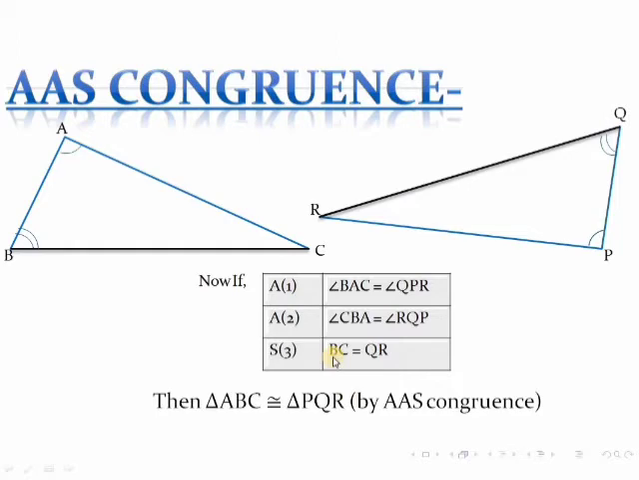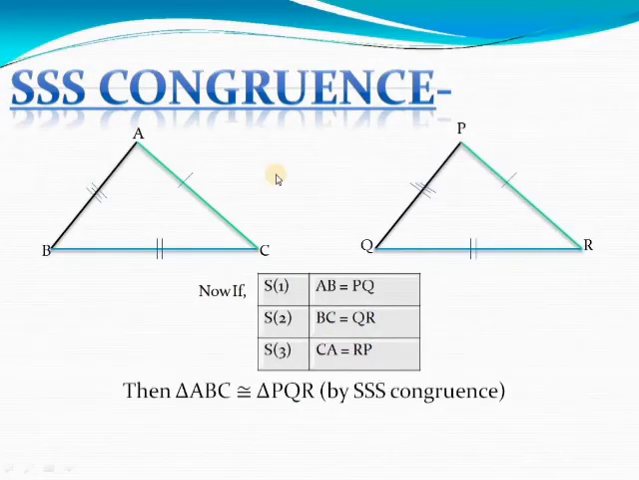So first one SAS, next one ASA, third one we did was AAS. Now the next is SSS. Very simple, side. AC is given to be equal to PR, QR is given to be equal to BC, and AB is given to be equal to PQ from the diagram. So using SSS we say that triangle ABC is congruent to triangle PQR. Remember this is your SSS.